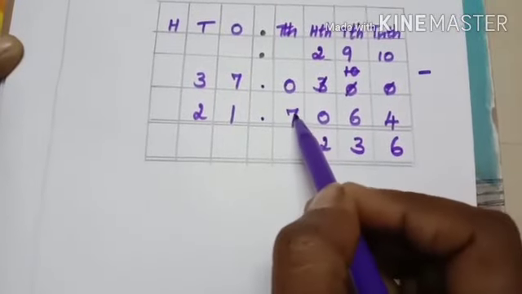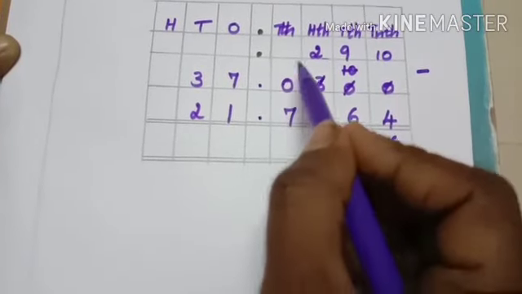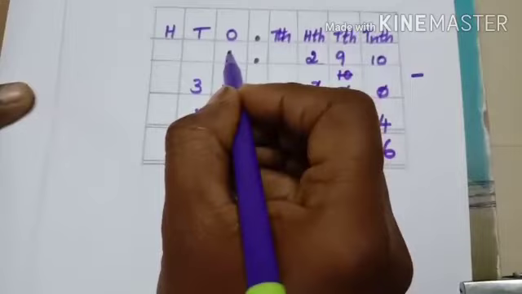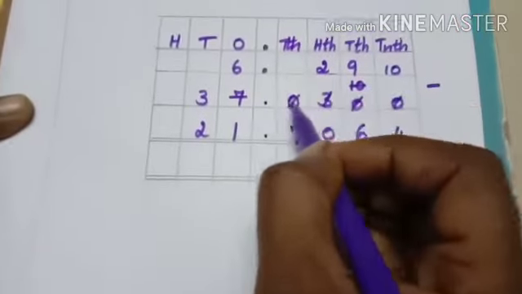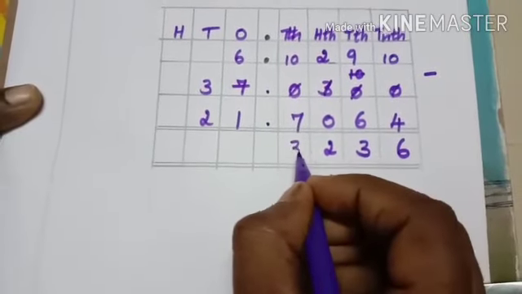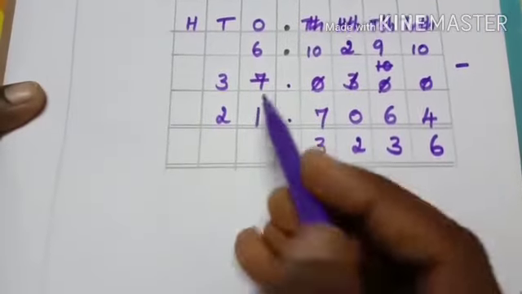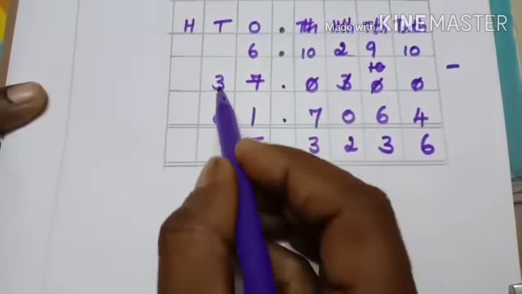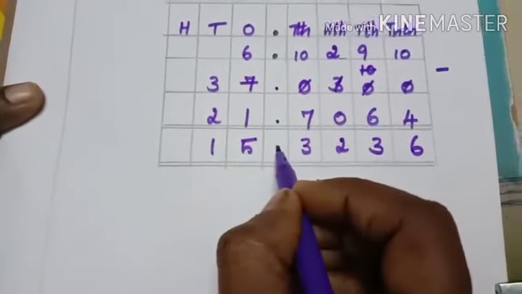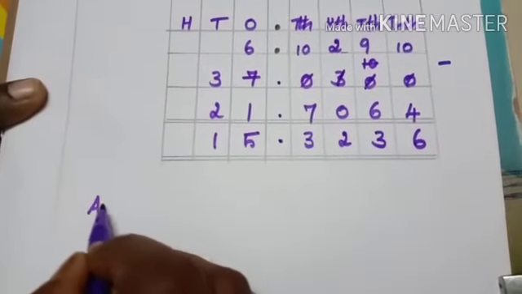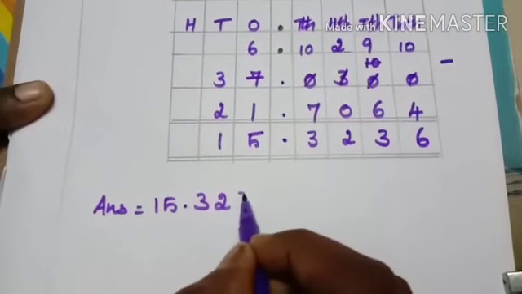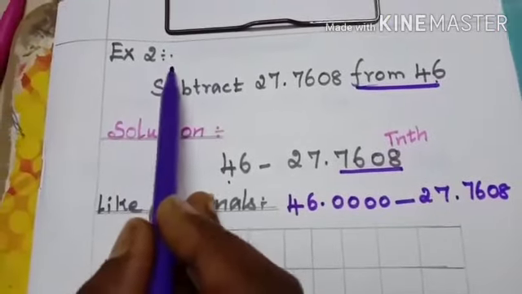And here we can't subtract 7 from 0, so we need to borrow from the ones place. Here 7 becomes 6, and 0 becomes 10. 10 minus 7 is equal to 3. Here 6 minus 1 is equal to 5. And here 3 minus 2 is equal to 1. And put the decimal point. And here the answer is 15.3236.